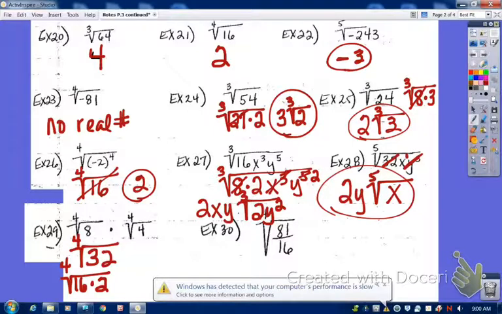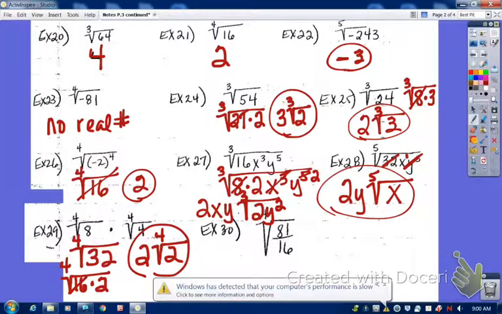This is where you got to slap yourself sometimes. You're not taking the square root of 16. You're taking the fourth root of 16. What's the fourth root of 16? 2. So 2 comes out, and then you're left with the fourth root of 2. 2 fourth root of 2.